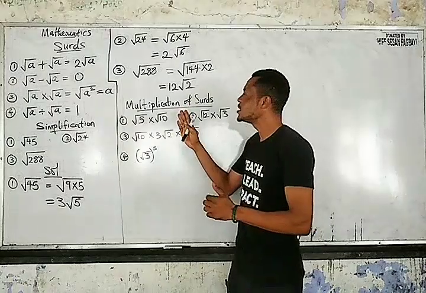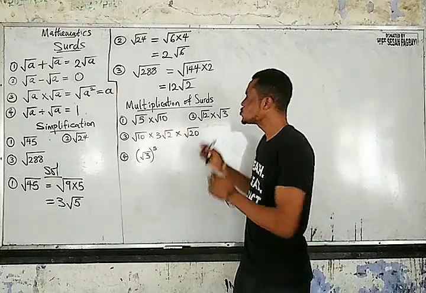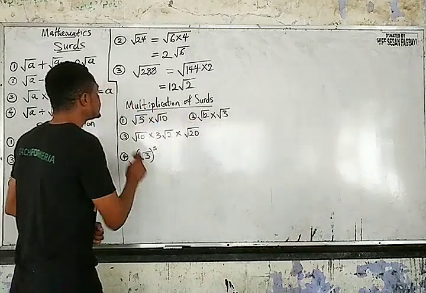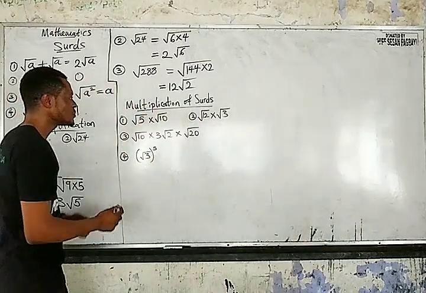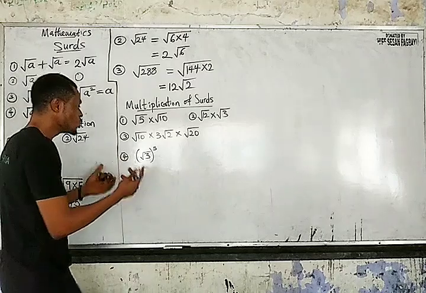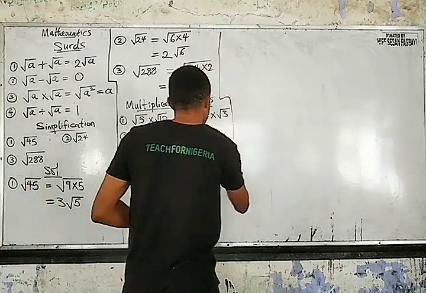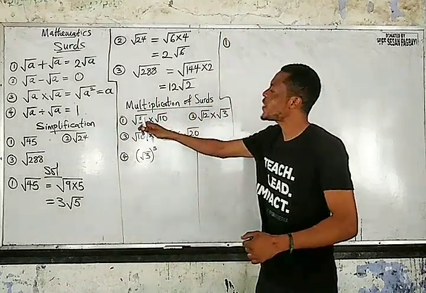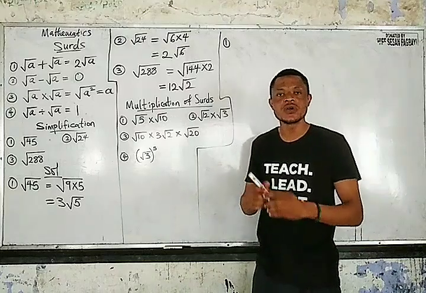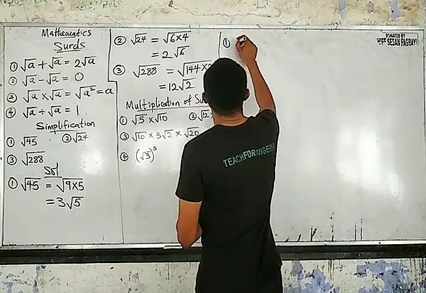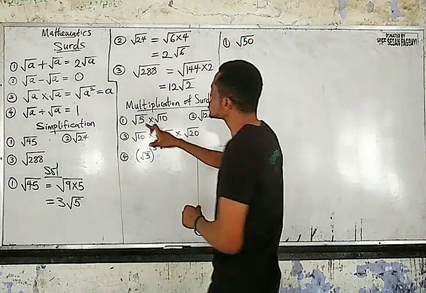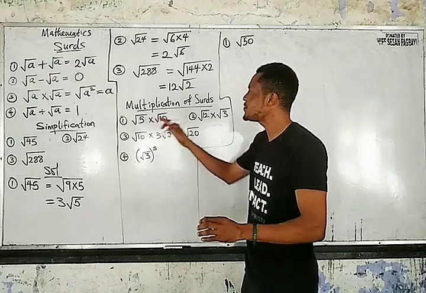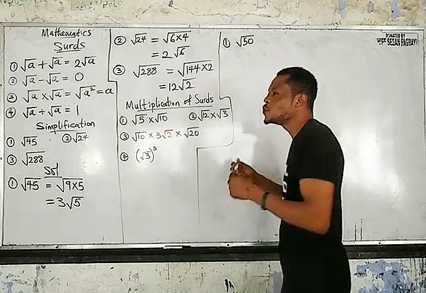Next one here is multiplication of surds. So we shall be working on these 4 examples. For the first one, root 5 multiplied by root 10. We can solve it in 2 ways, which I will show to you. The first method we can choose to apply here is to say root 5 multiplied by root 10 is going to give us root 50, because 5 times 10 is 50. Now from here, we simplify.